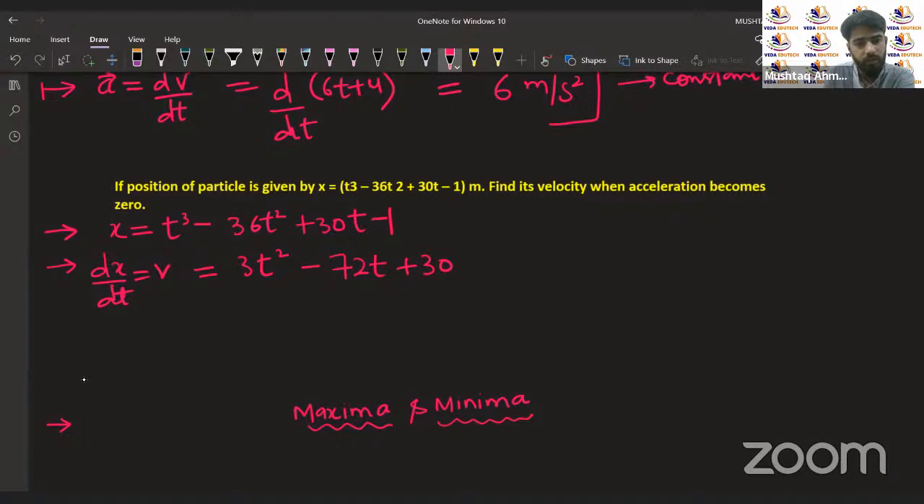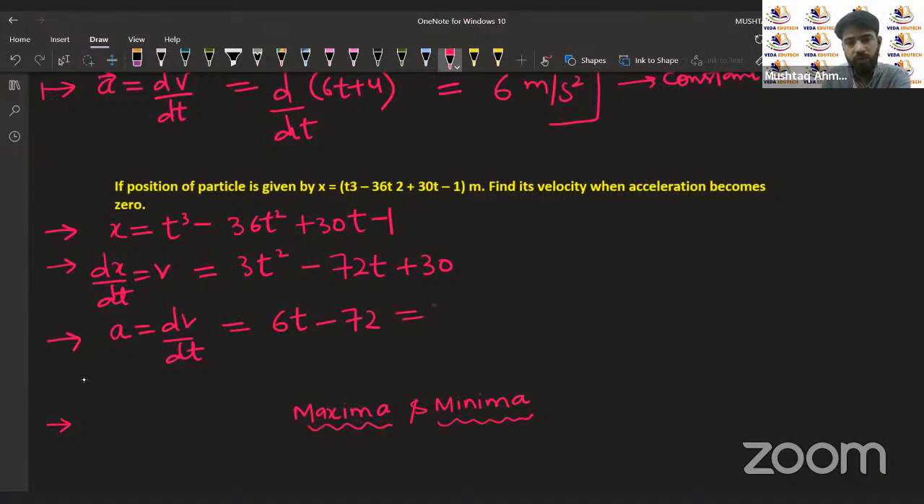Now once again, if we calculate the acceleration of this particle, acceleration will be dv upon dt. It will be 60 minus 72. That's going to be the acceleration of the particle at any time t. But the question is asking that we have to calculate the velocity of this particle when acceleration becomes 0.